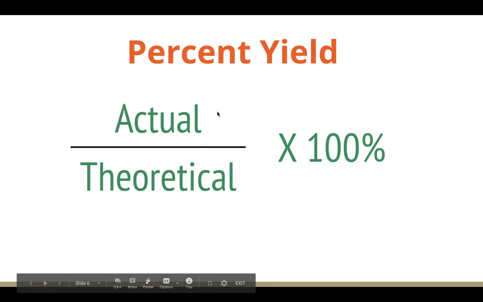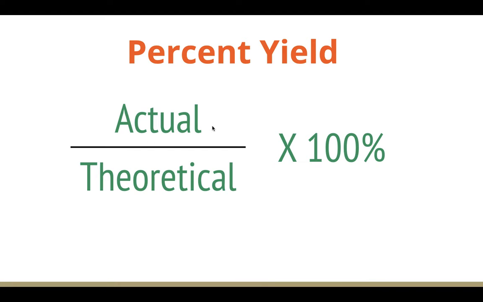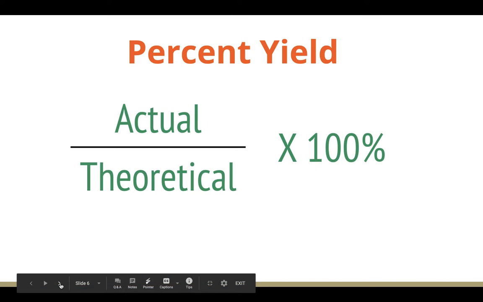So our percent yield, how we're going to find it, we're going to take the actual yield and divide it by the theoretical yield, and then we're going to multiply that number by 100, okay? The biggest mistake that I see is that people forget to multiply by 100. It's a percent. That means per 100. So you need to multiply that number by 100 to make it a percent. Don't forget to do that. Or if you do, make sure you show your work.